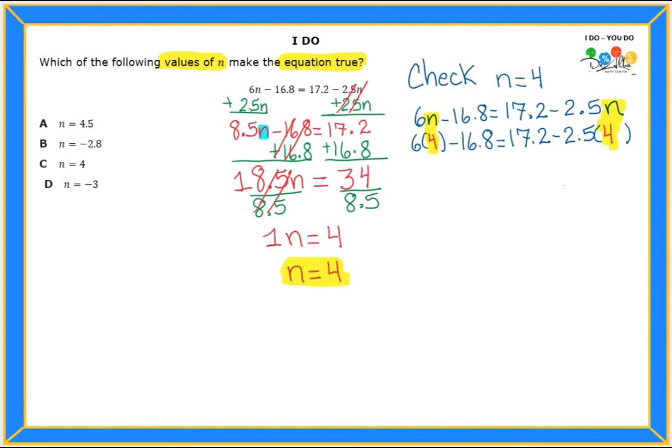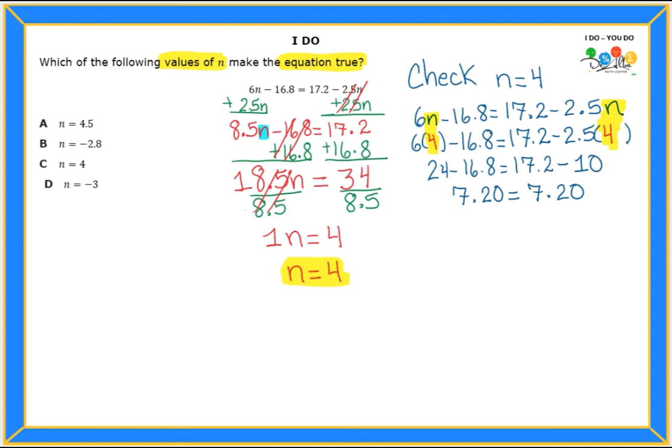And if you work out your problem, and you're welcome to get the calculator, totally fine, 6 times 4 is 24 minus 16.8. On the other side, I have 17.2 minus 2.5 times 4, which is 10. Now we're going to subtract. When I subtract on the left, I get 7.2, or 7.20. When I subtract 17.2 minus 10, I also get 7.20.